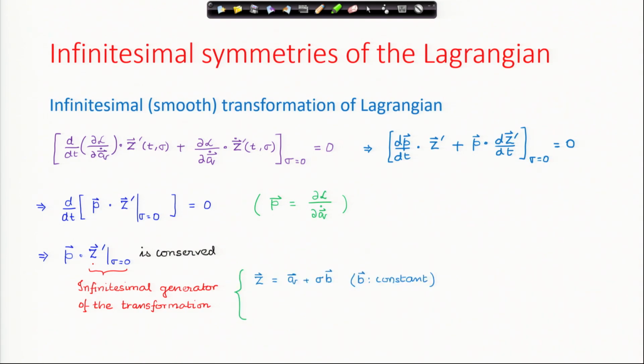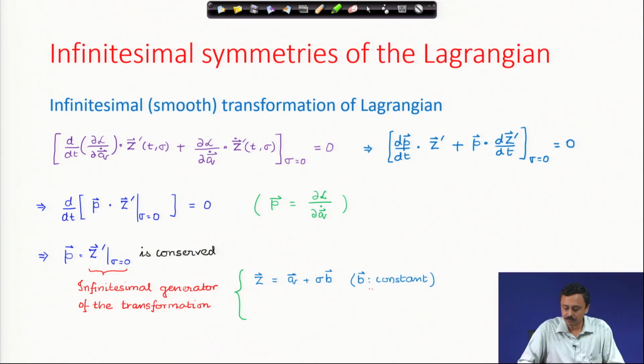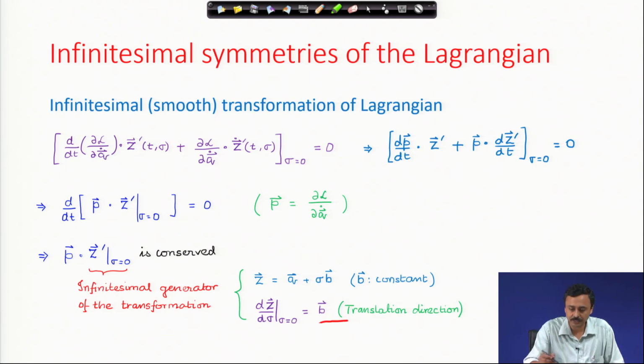For example, if Z is q plus sigma b, what is the infinitesimal generator of this transformation? We have to just find out del Z del sigma at sigma equal to 0, and that is nothing but b. Therefore, b is a translation direction. The generator is just a constant translation of our coordinates.